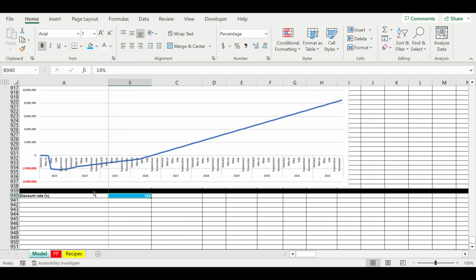And this is a yearly discount rate. Now we need to transform this discount rate to a monthly step, because our calculations are done monthly. For that purpose, I will write this formula.